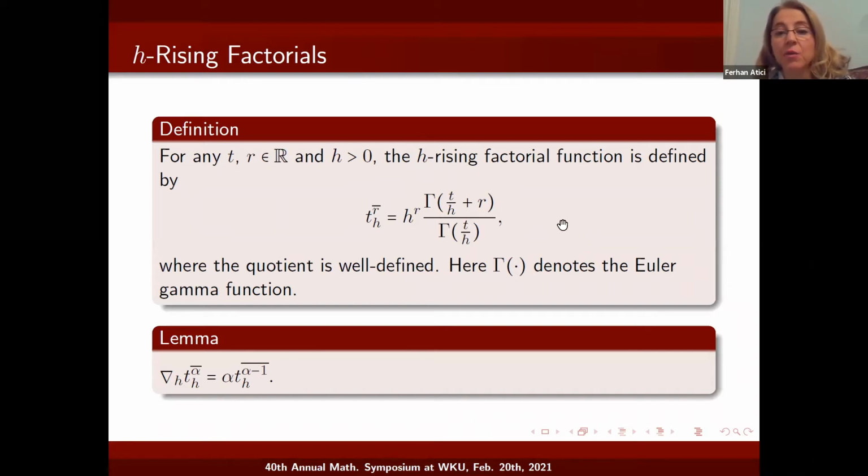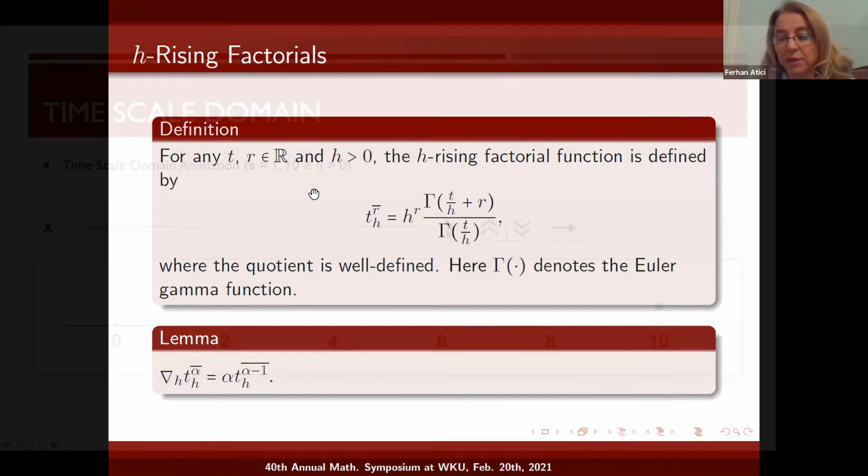Now, what is the point of using this h rising factorial power for polynomials in discrete time? Here is why. Because when you apply the Nabla operator to t to the alpha rising, for example, then you see alpha comes down, and you subtract 1 from the power. So we like to have this power rule. That's why we are using these h rising factorial powers.